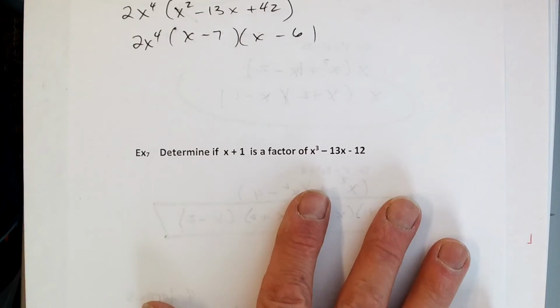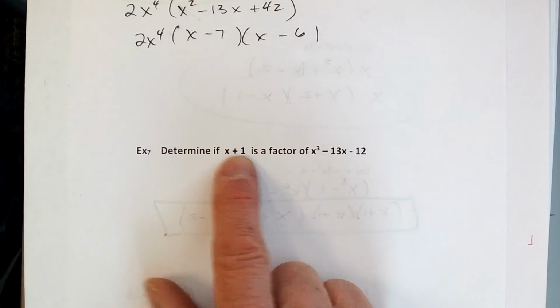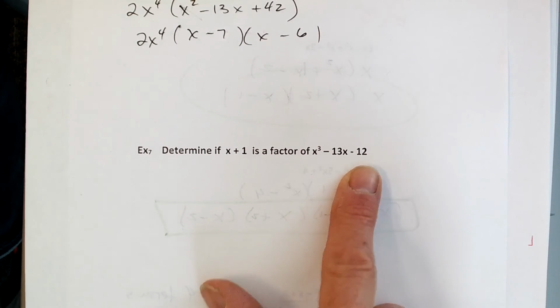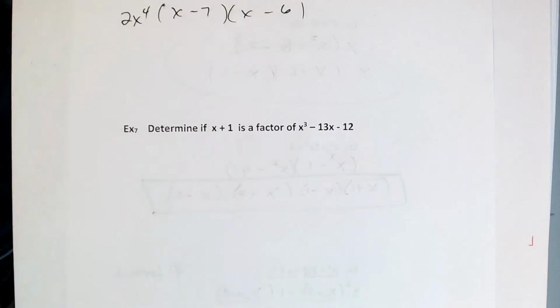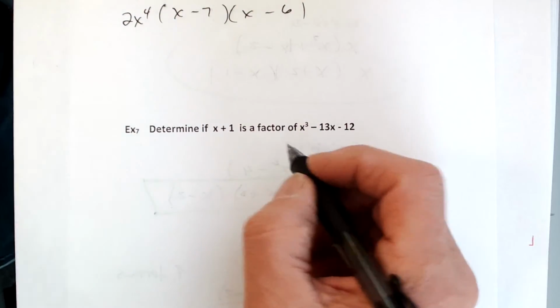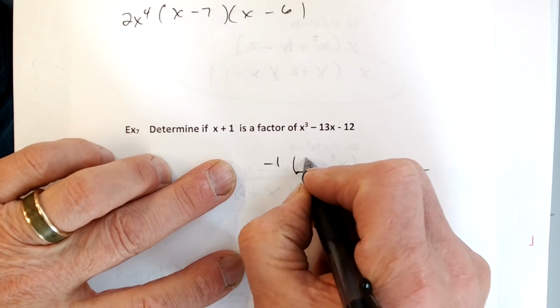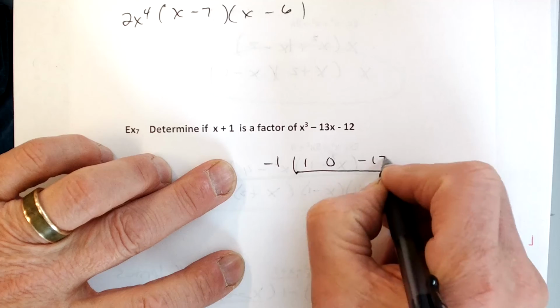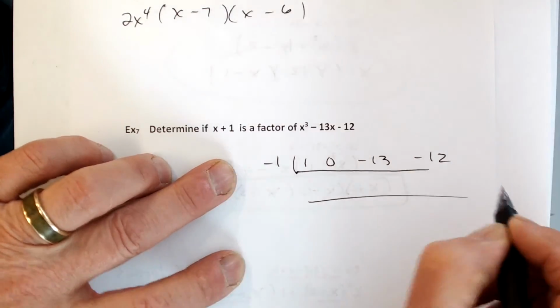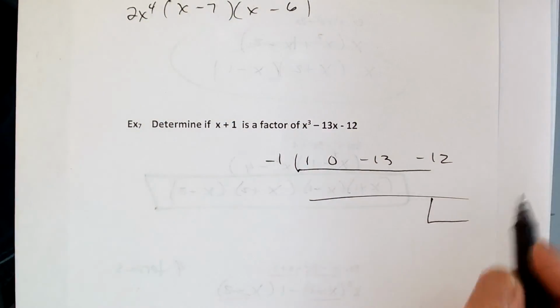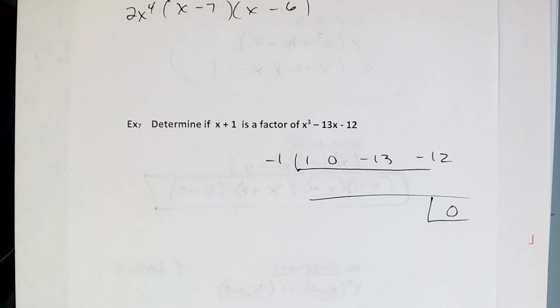Okay, now, number 7, determine if this is a factor. So we looked at one like this yesterday. I want to do it again, okay? So I could divide, right? And find out if I get a remainder of 0. I could do the synthetic division. I'm not going to do this, by the way. I could go -1 into 1, 0, -13, -12, right? I could do that. And I could look for my remainder. That will work. And if I get a remainder of 0, I've done it, okay?